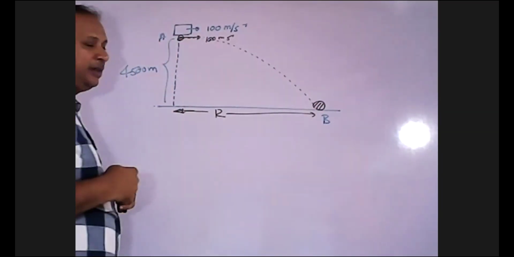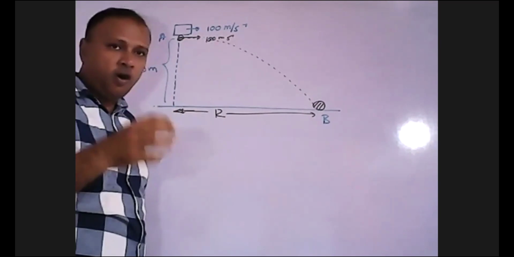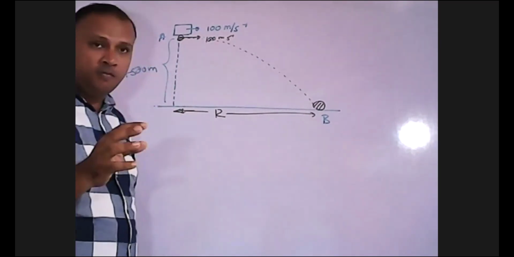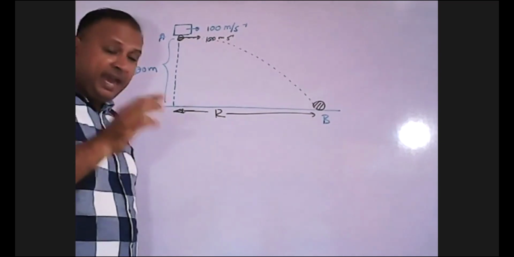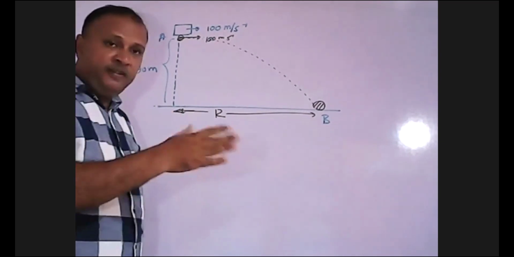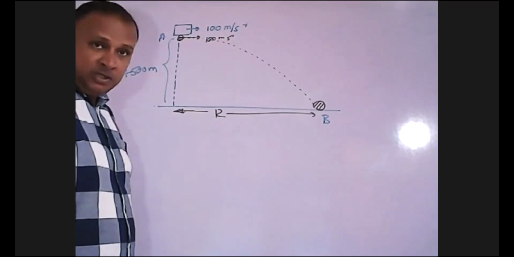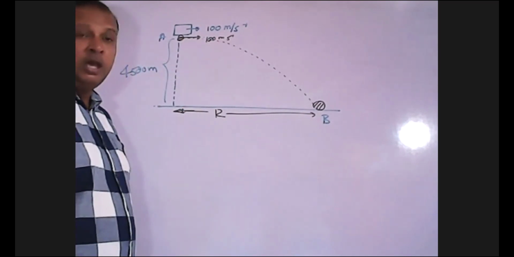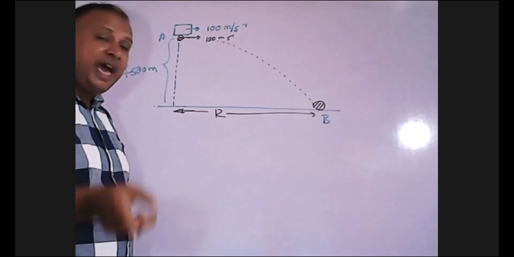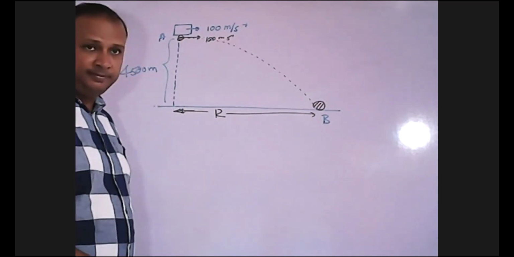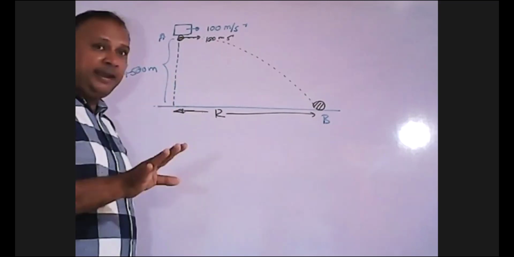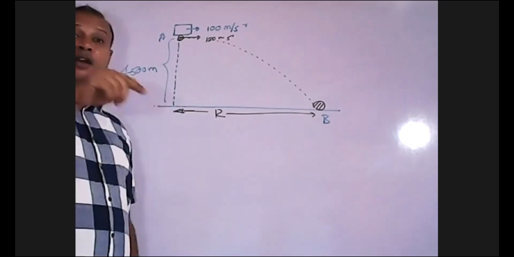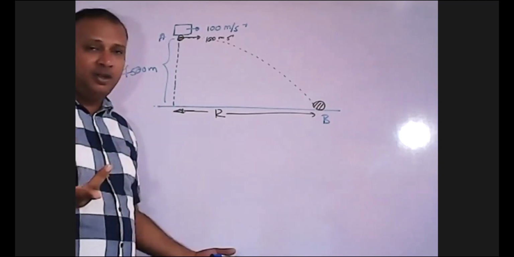Look, this horizontal bomb has a horizontal velocity which is equal to 100 m s^-1. That means you know the velocity. If you know the velocity and that velocity is constant, and if you want to find the distance, then you have to find the time only, no?